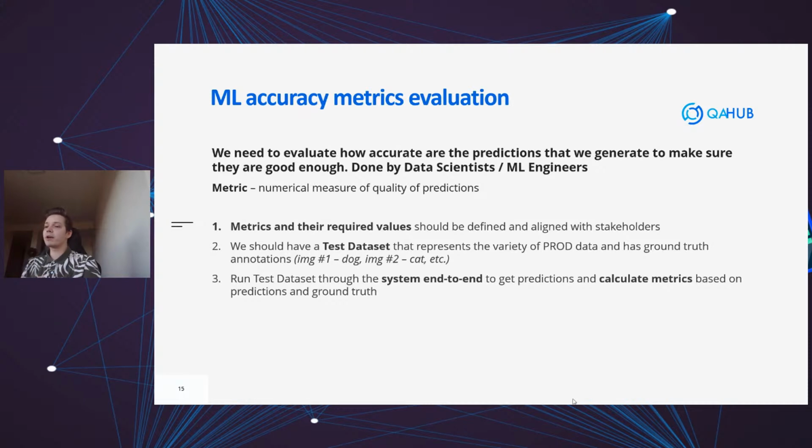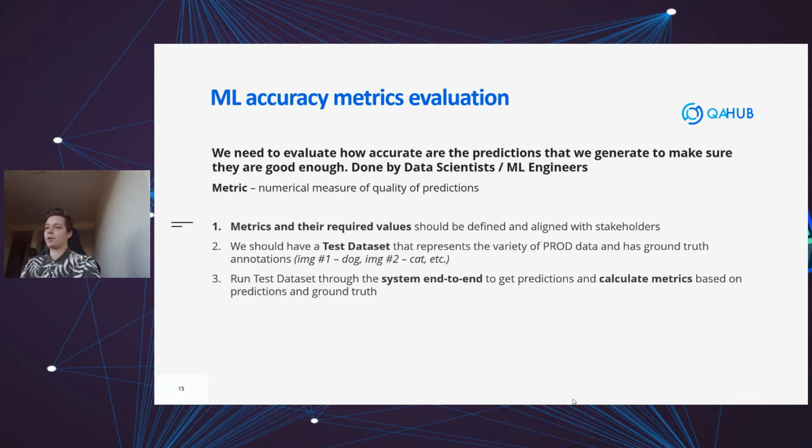Metric is a numerical measure of quality of predictions. I won't dive into details because there are even more metrics than ML tasks. But an example of the easiest metric is simply the percentage of correct predictions among all predictions. And concerning accuracy evaluation, we should keep in mind the following things.